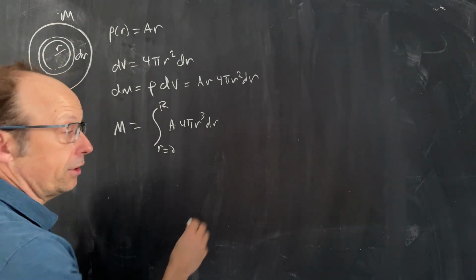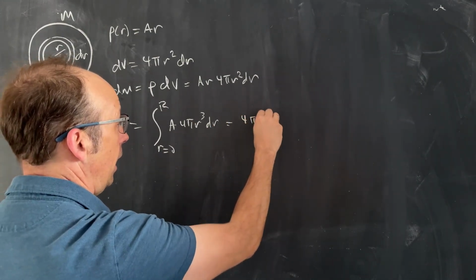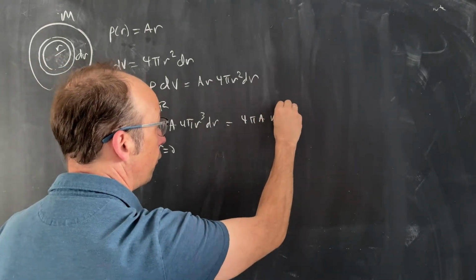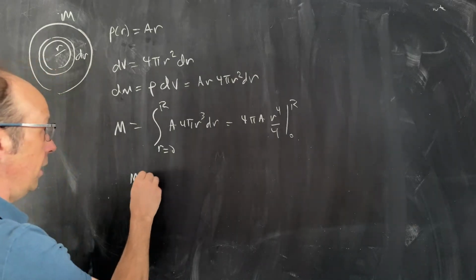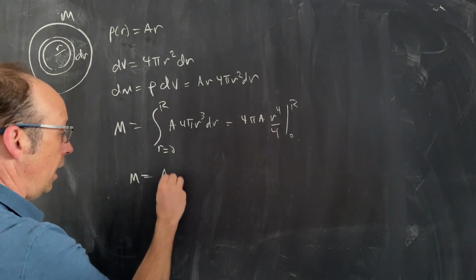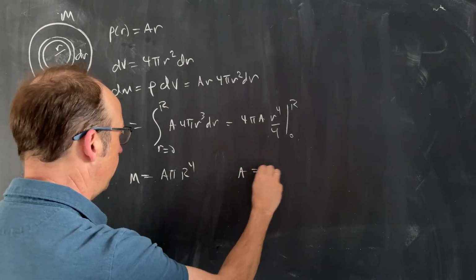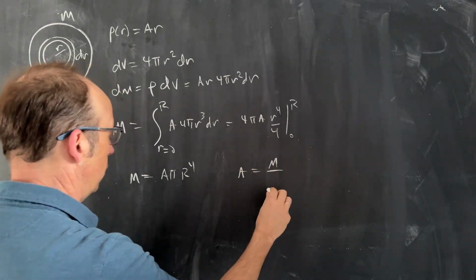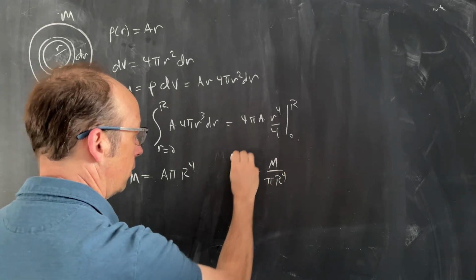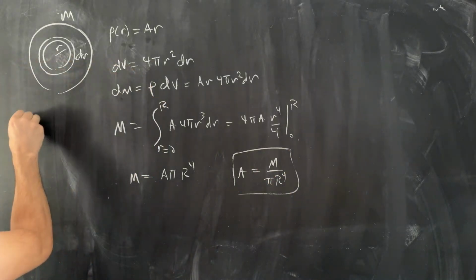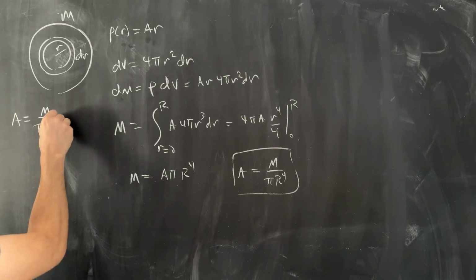That's not too difficult to integrate. I can bring out the 4π a, and then I get r to the fourth over 4, from 0 to R. So M is going to be equal to, the 4's cancel, a π R to the fourth. So a is going to be equal to M over π R to the fourth. Let's put that over here: a is M over π R to the fourth.